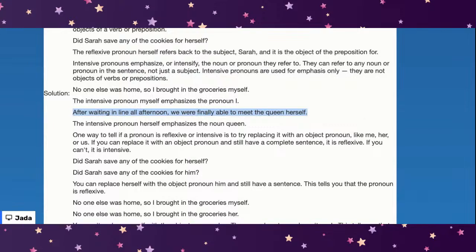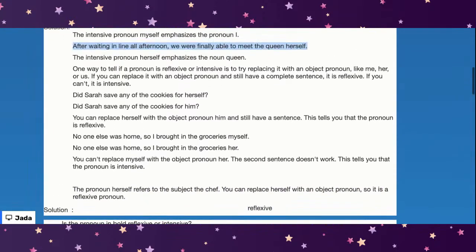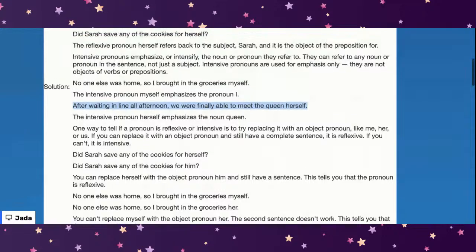Did Sarah save any of the cookies for herself? Did Sarah save any of the cookies for him? You can replace herself with the object him and still have a sentence. This tells you that the pronoun is reflexive. Okay, so let's move on to the test.